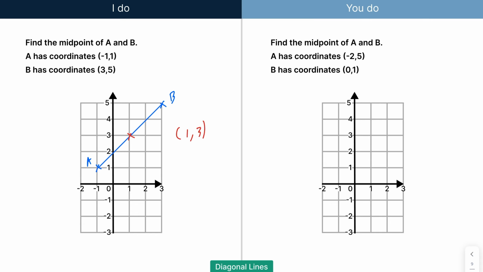Now again, hopefully you pressed pause and had a go at the example on the right. So -2, 5 is there for A, and for B we have 0, 1, which is there. If I connect the two together, awesome. Now to go from here to here, we are going 1, 2, 3, 4 down and 2 across. So that's 4 down and 2 across. If you halve that, we're going to go from here 2 down and 1 across. So that is the midpoint there. And the coordinates of that midpoint are -1 and 3.